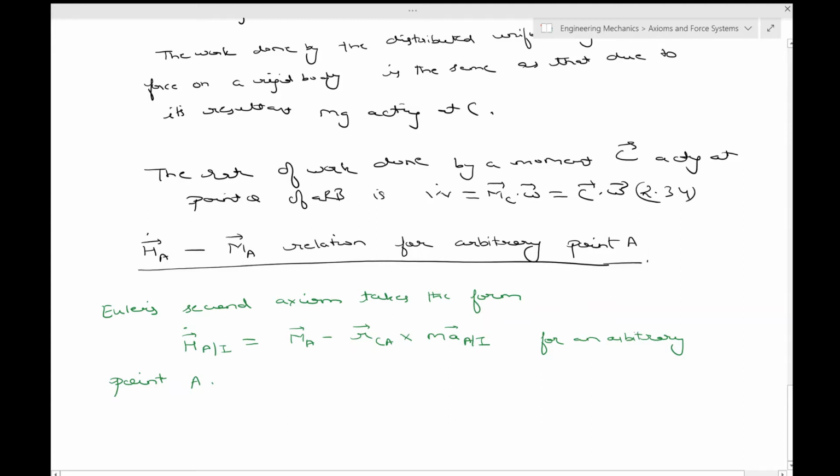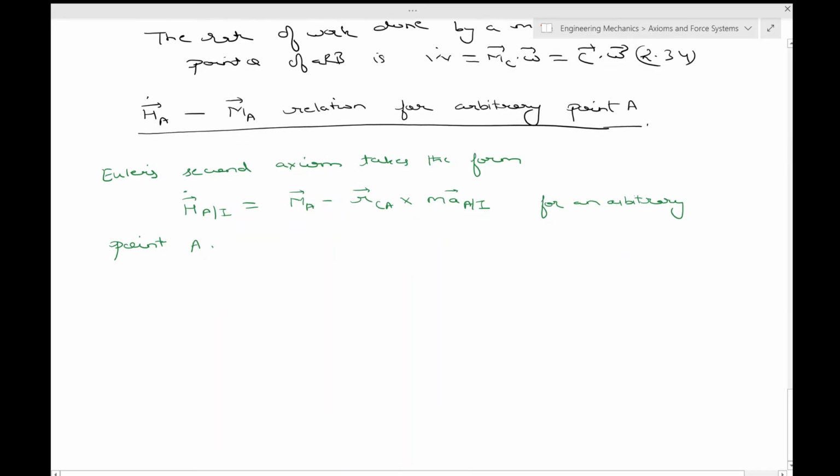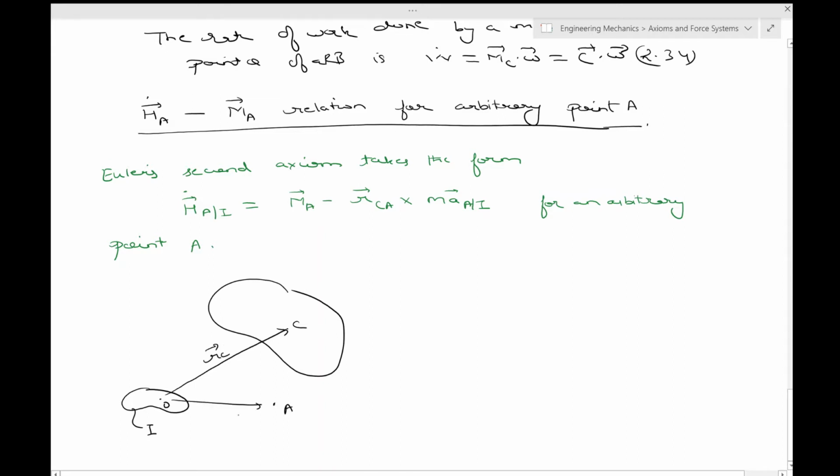Let me just show that first with a diagram. Let's have this rigid body like always. Let's have the I frame. Since we are talking about Euler's axioms, we have to work in the I frame, because Euler's axioms are only valid in the inertial frame. So let's call this RC, the center of mass. The arbitrary point is A, let's call this RA. This automatically becomes RCA.